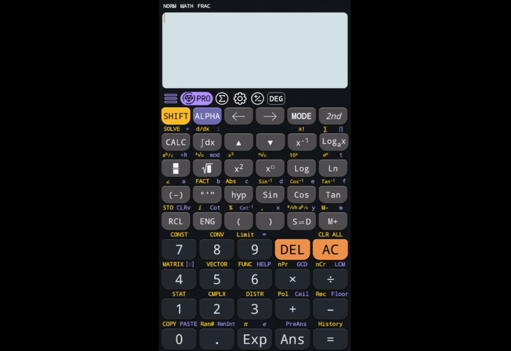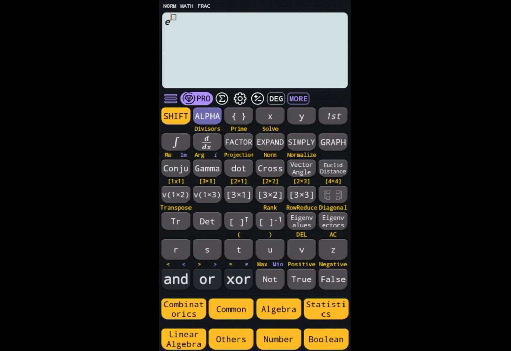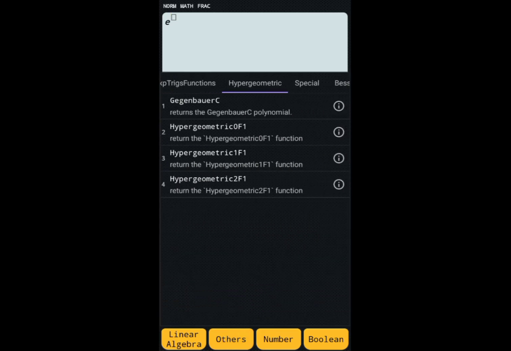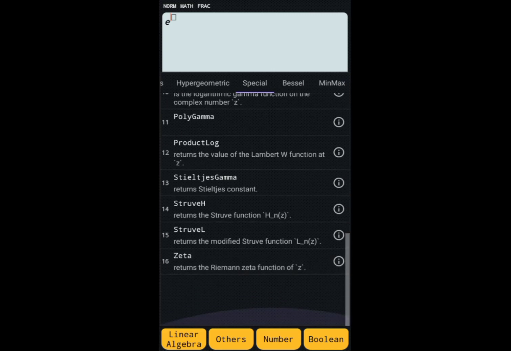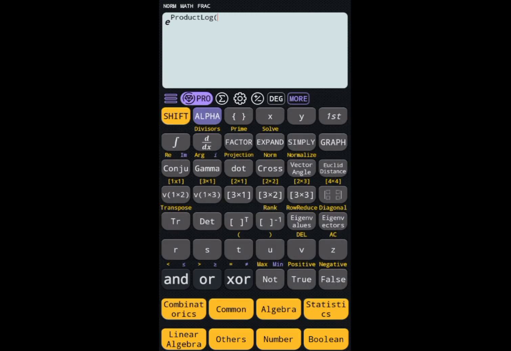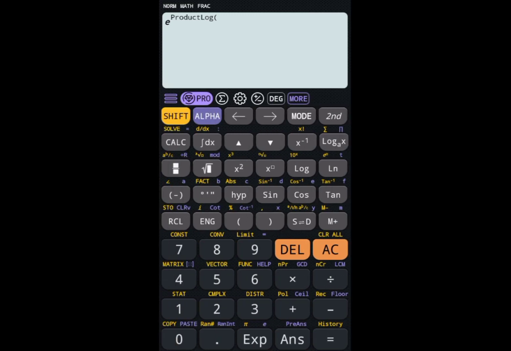Now to write e raised to the power of the Lambert W function of ln 2, I go to this calculator and I type my e, press alpha, and I go to express, and that is my e raised to the power of. I come here, I go to others, and in others I go to special, and in special I find my product log at number 12. So press down my product log and I go back to press my natural logarithm and 2, and this is our answer to the question.